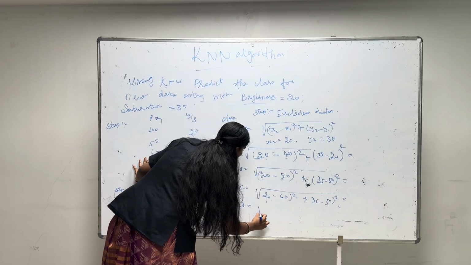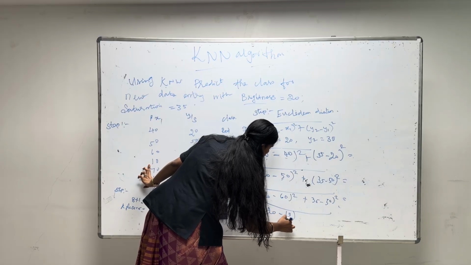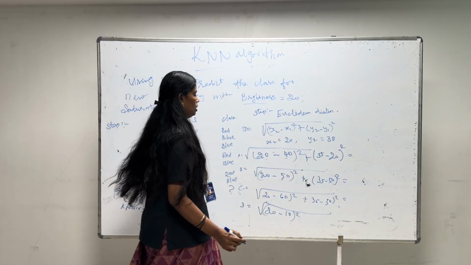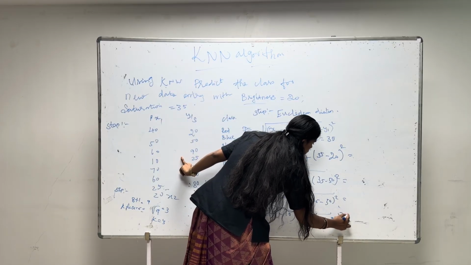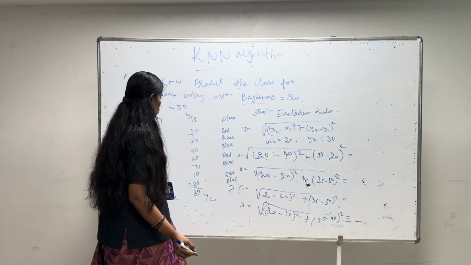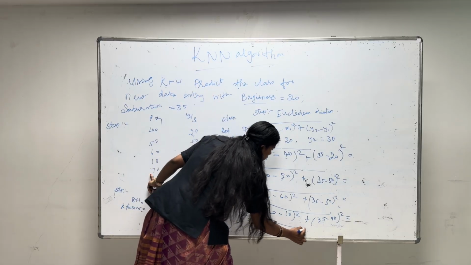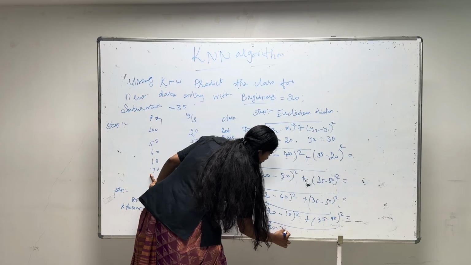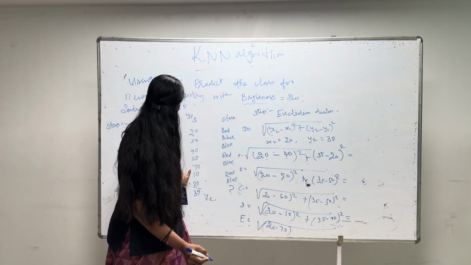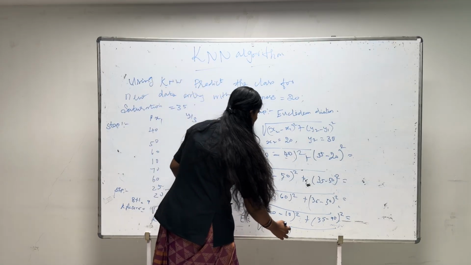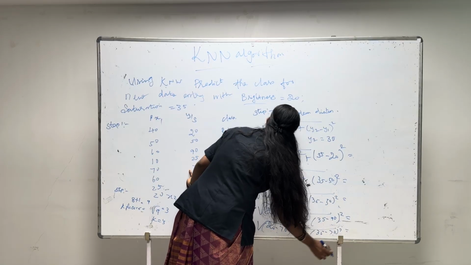So the value of D will be 20 minus 10 whole square plus 35 minus 90 whole square. The value of E will be the square root of 20 minus 70 whole square plus 35 minus 70 whole square.